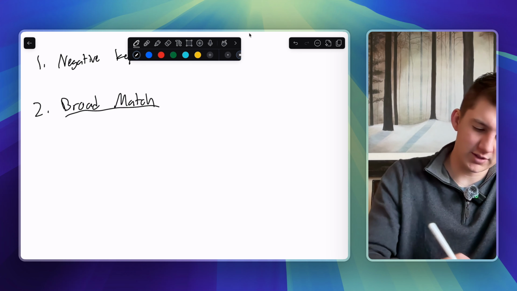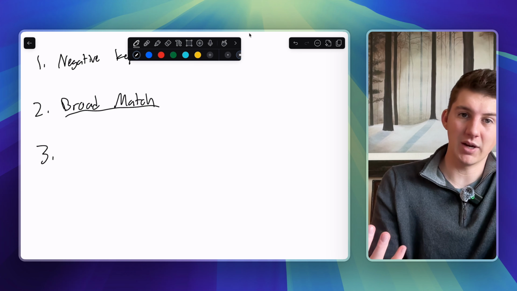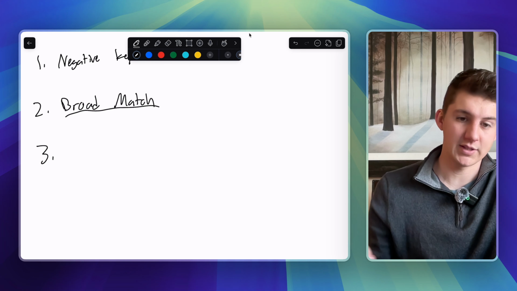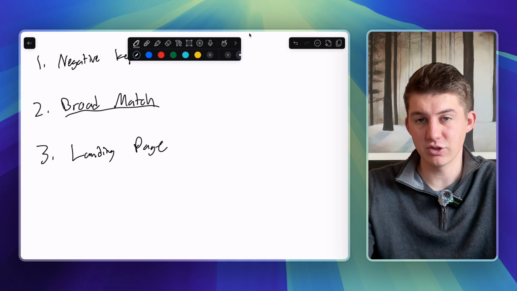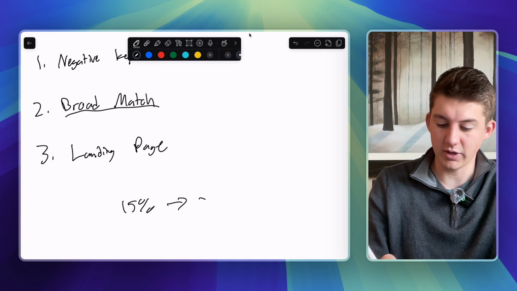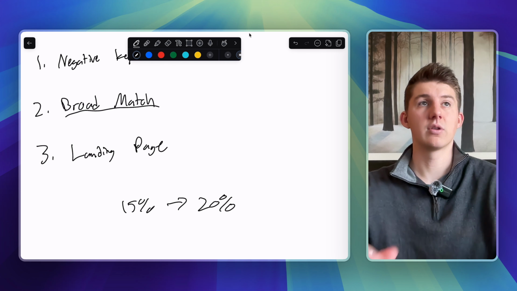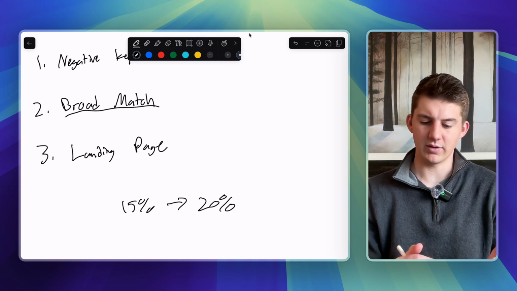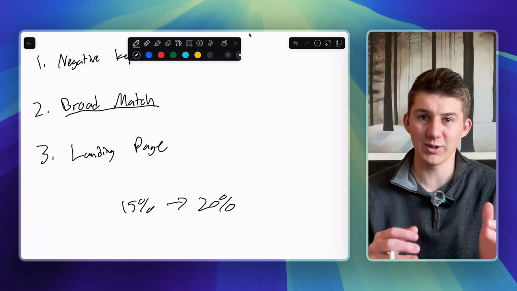And the third and final way I'm going to talk about to get more out of a scaling budget is to improve your landing page. Start split testing the landing page. Think about it. If your landing page conversion rate right now is 15%, which is pretty good, you can get that to 20%. That's a huge difference. That will seriously increase the amount of leads you're getting by what? 25%, 33%, depending on how you look at it, how you do the math.